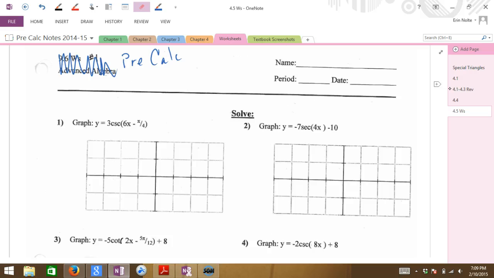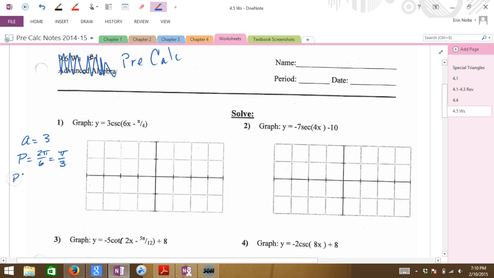So the very first thing that we're going to do is identify each of the pieces, okay? This needs to be always your first step. For number 1, your amplitude is 3. Your period, which is 2 pi divided by the b value, which in this case is 6. So you got 2 over 6, which reduces to 1/3, so that's pi over 3.